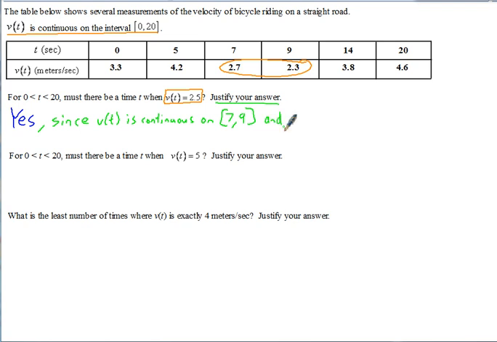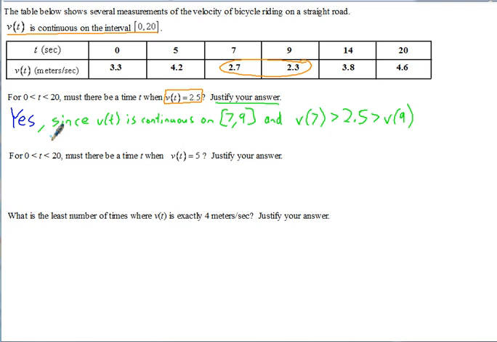And we also have to state mathematically that this 2.5 is between these two y coordinates. So the easiest way to do that is to start with either one. I'm going to start with v of 7, the y coordinate there. That's greater than 2.5, so that would be greater than, and you put 2.5 in the middle. We're going to use a compound inequality here, and then 2.5 is greater than 2.3, which is our v of 9. So that's showing us that 2.5 is between the two y coordinates.